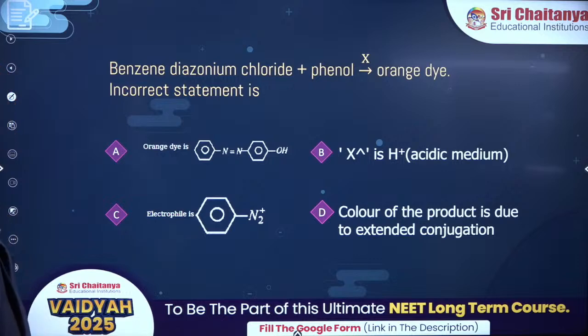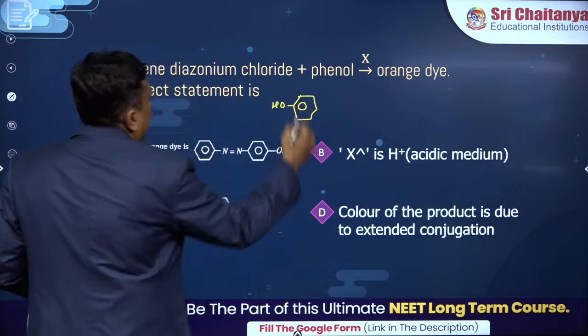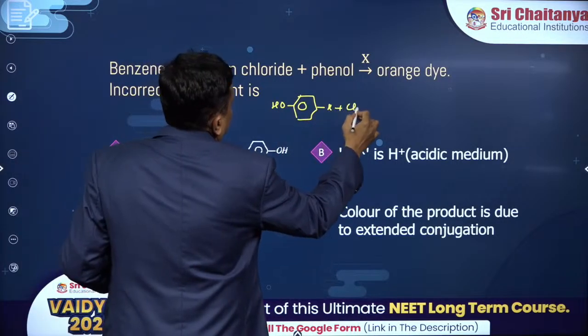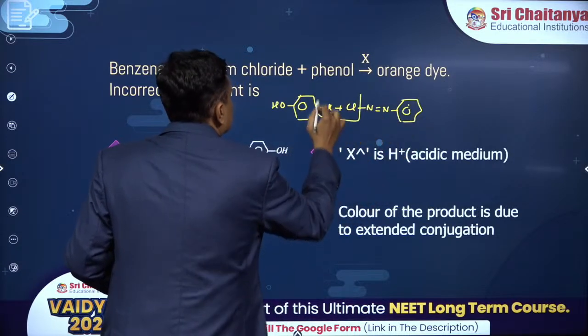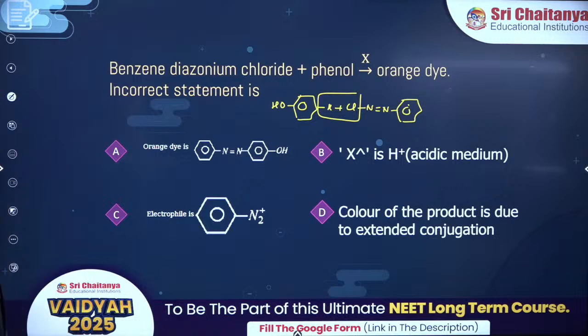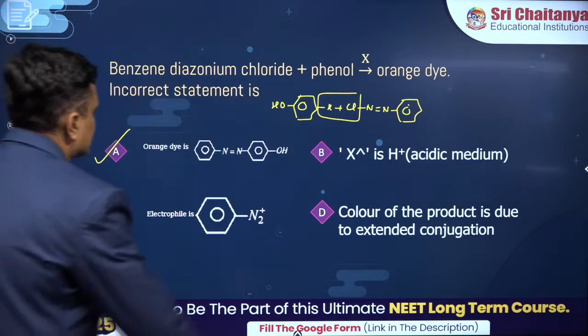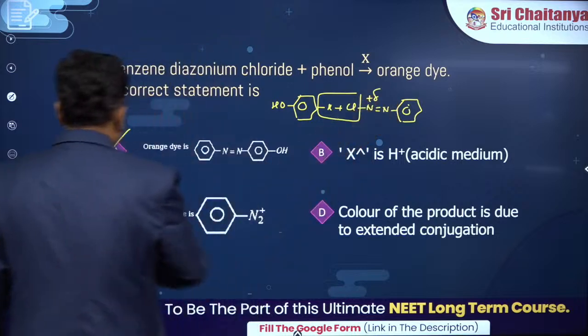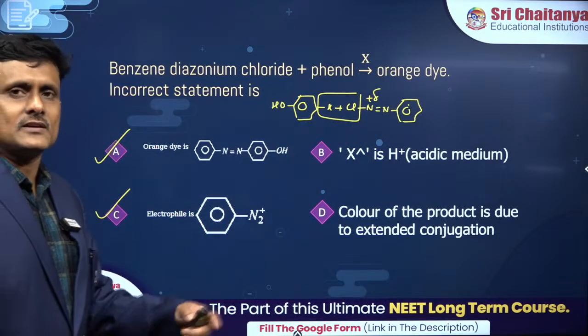Benzene diazonium chloride plus phenol is orange dye. You know the reaction, popular one. Popular one, isn't it? Remove the HCl, alright, and write the product. Orange dye is incorrect. You have to identify, buddies. This is correct. Electrophile is yes, because this is going to attack on whatever statement that you know first, you please filter that. After that, incorrect we will write.